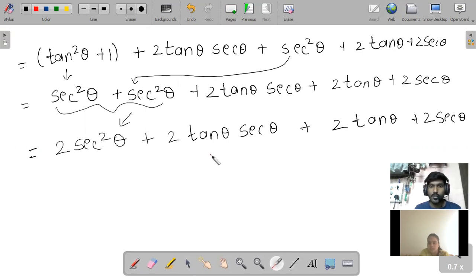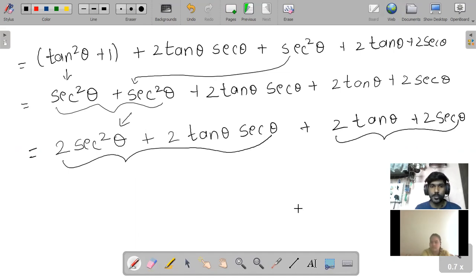That'll become what? Tan theta? No, look carefully. This you cannot add because this is all together. This is tan and sec is there, while this is just tan. This is just tan. So you cannot add these two. But what you can do is look into this term and this term.